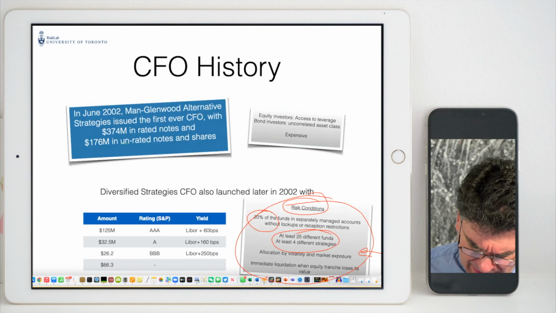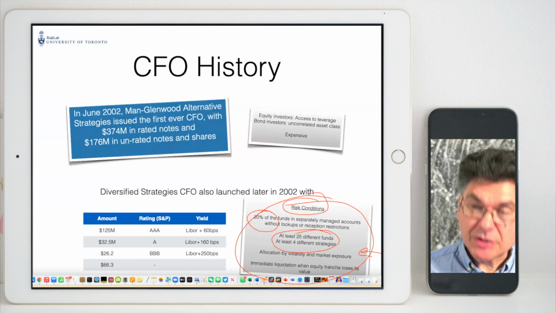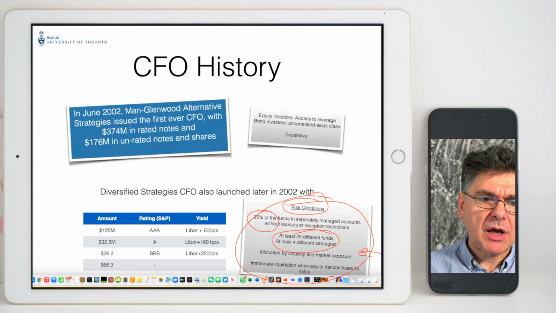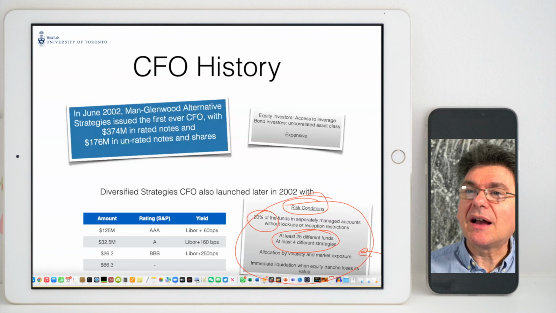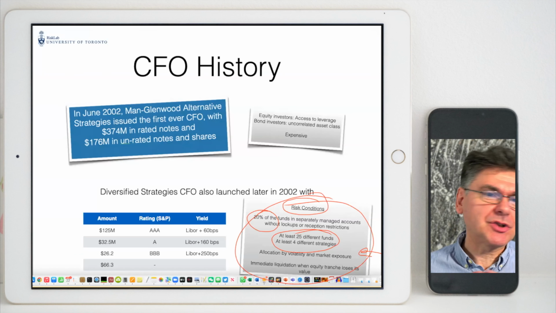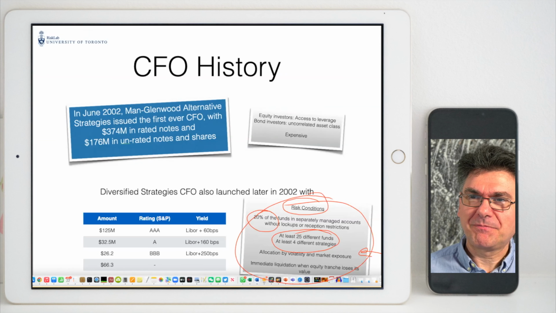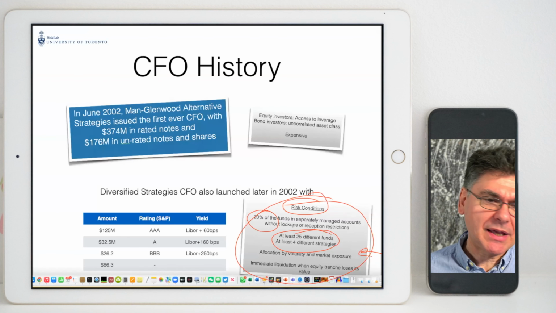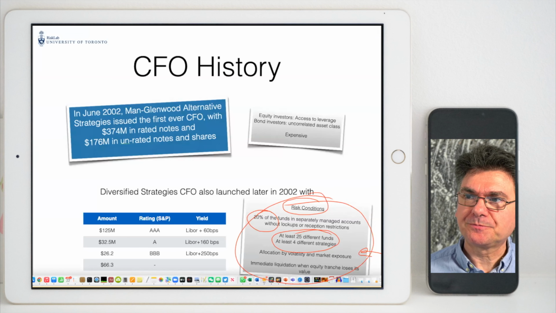Okay? And immediate liquidation when the equity loses value. So that means that if for whatever reason your 25,000 is lost, they sell everything immediately because they don't want to lose any of their money. It's okay if you lose your money. They don't want to lose their money. That's why they demand immediate liquidation.